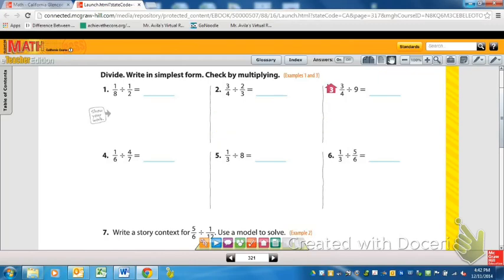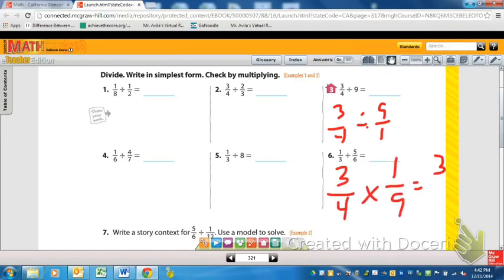Number 3 is the one we did back in lesson 6. So you'd have 3 1/4 times, divided by 9/1, and that's going to be changed to 3/4 times 1/9. And then we can cross cancel here. 3 into 3 goes 1, 3 into 9 goes 3. So 1 times 1 is 1, and 4 times 3 is 12. So 1/12.